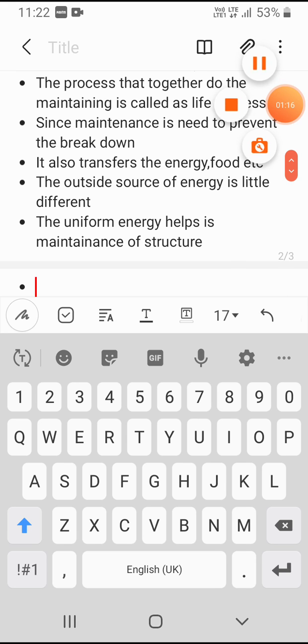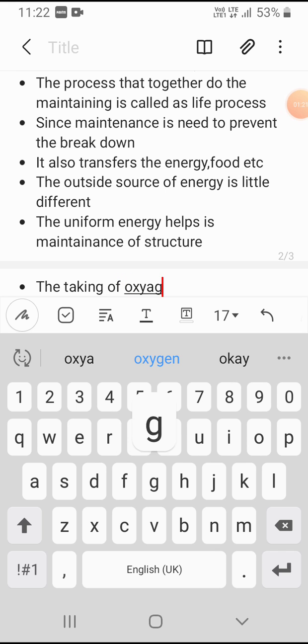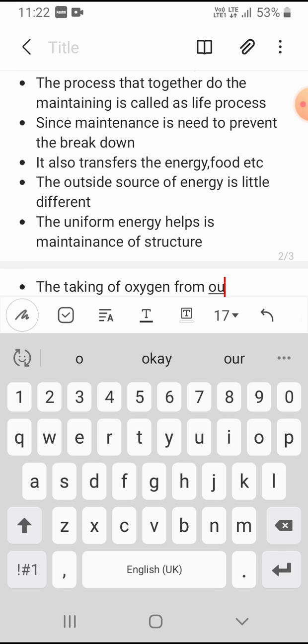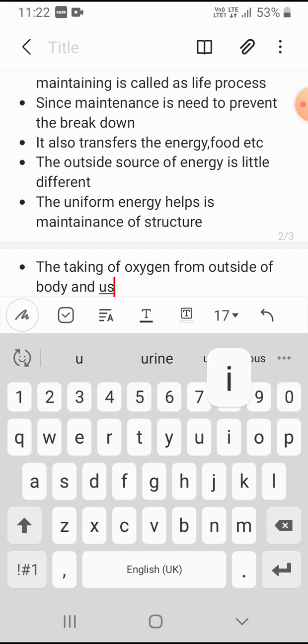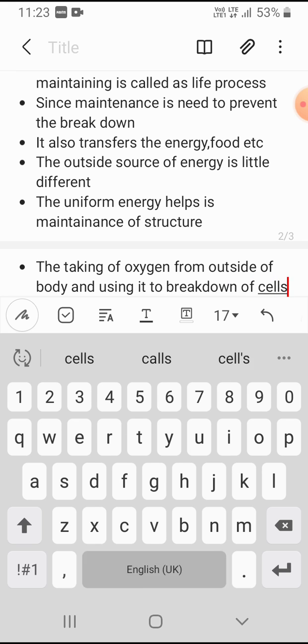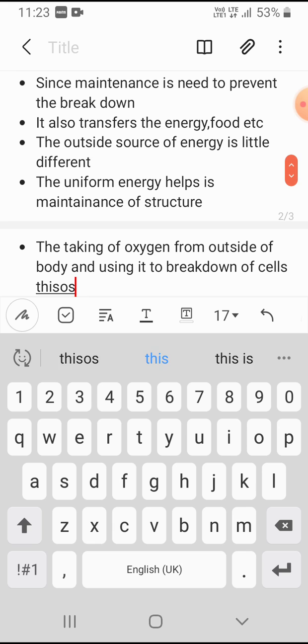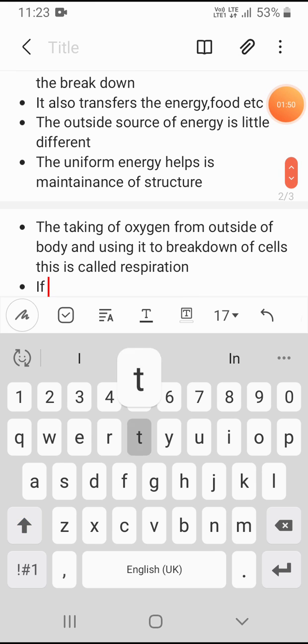The taking of oxygen from outside the body and using it for the breakdown of cells is called respiration. You may have learnt about respiration in your lower classes, and now in this 10th standard we will learn about that.